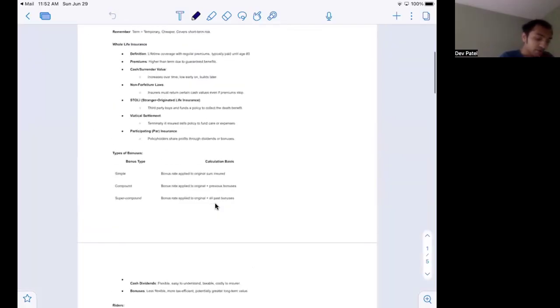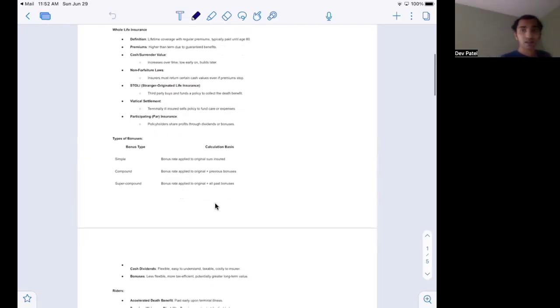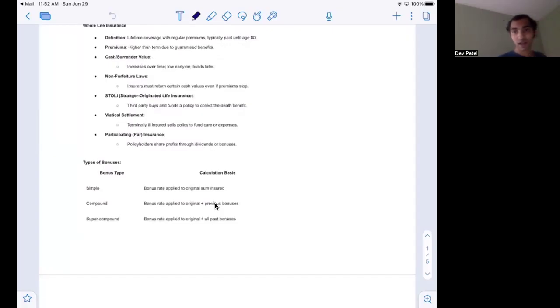We also have the types of bonuses. So why do we have bonuses or dividends in the first place? It is because premiums are often higher than anticipated, because insurers want to make sure that they cover future anticipated costs. And so they charge higher premiums for those additional costs. And so what does this mean? This means that in return, they share the profits with their policyholders. And so this is what we refer to as participating, at par, or profit insurance, where the insurance company shares the profits from the invested premiums with the policyholders.